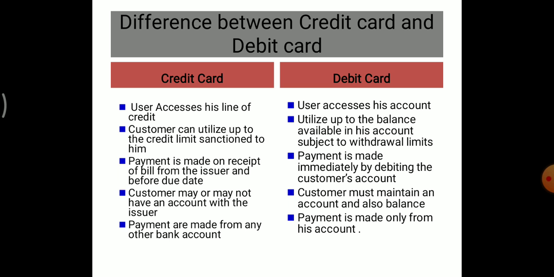Under the credit card, payment is made on receipt of bills from the issuer, before the due date, and in a debit card, payment is made immediately by debiting the customer's account. The customer may or may not have an account with the issuer, and for a debit card, the customer must maintain an account and also balance. Under the credit card, payment can be made from any other bank account, but in a debit card, the payment is made only from his account. So this is the difference between credit and debit card.